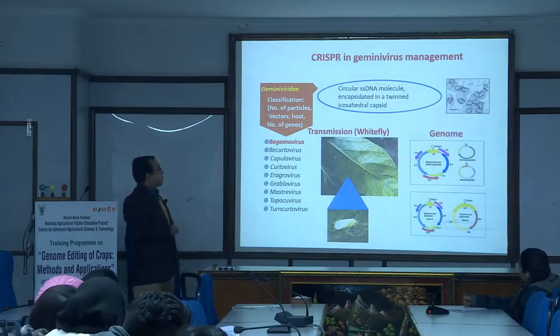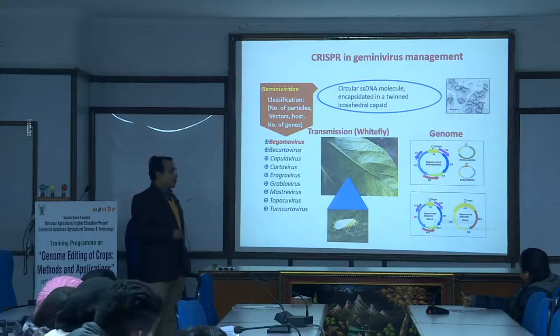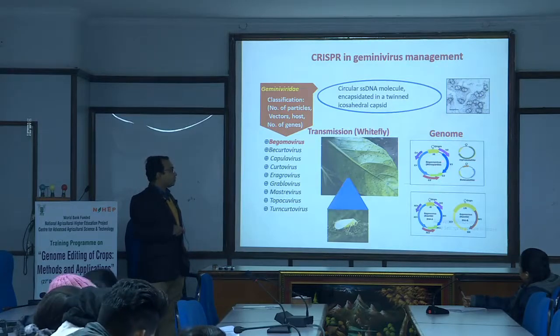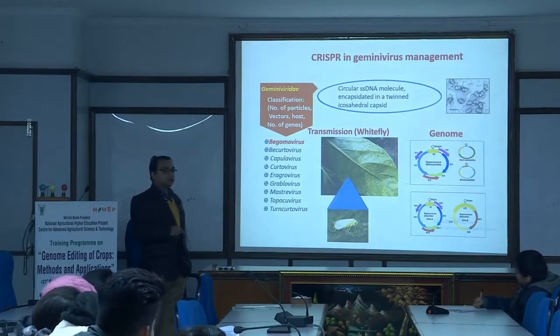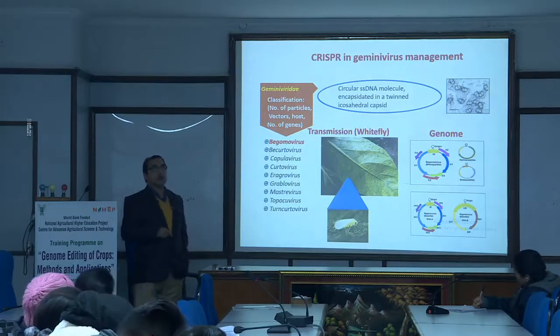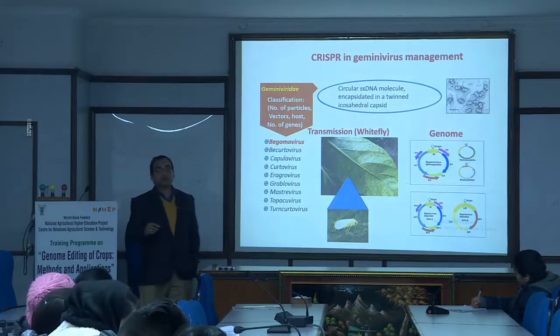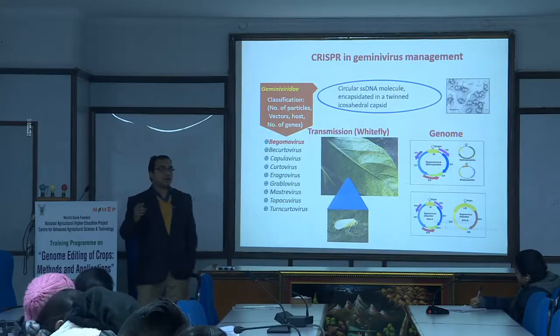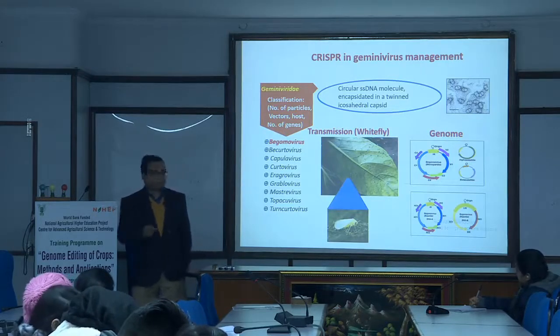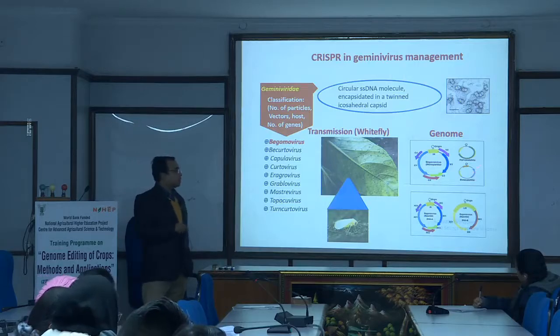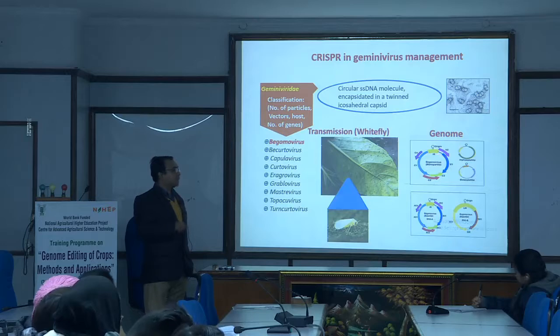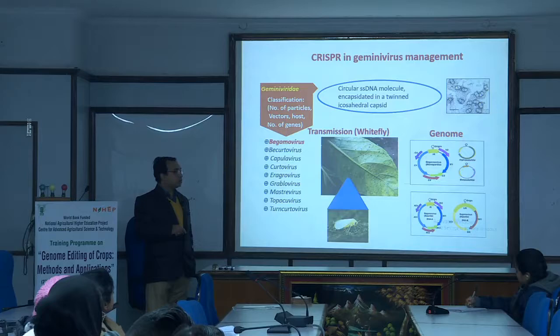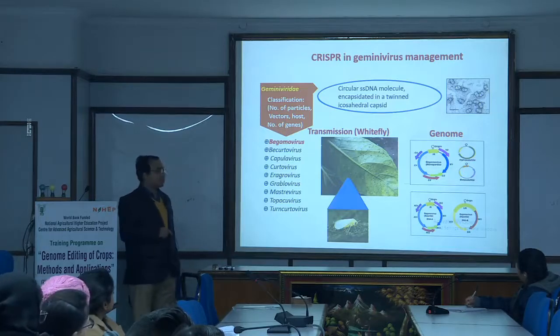Regarding their genome, there are two types of begomovirus. One is called monopartite begomovirus, which is present mostly in the Old World countries. Old World means Asia, Africa, Europe, the rest of the part, while the American countries are called New World countries. In the Old World countries, the majority of begomoviruses are of this type, with only a single DNA molecule, and it is associated with some satellite molecules called alpha satellite or beta satellite.